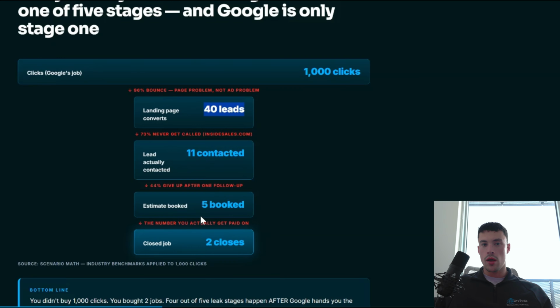So if we use 75 for this example, we're looking at 30 estimates booked, and if we use the same close rate being 40%, we're looking at, what is that? 12 estimates, what are we looking at there? 18 estimates closed. So you can see the big difference by not changing anything in the ad itself, but just the follow-up process after the fact and the speed to lead. You're getting 9 times more estimates booked.